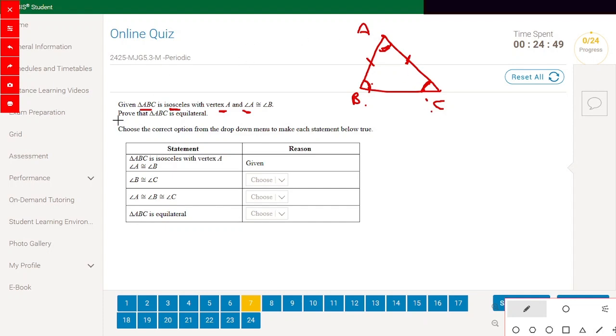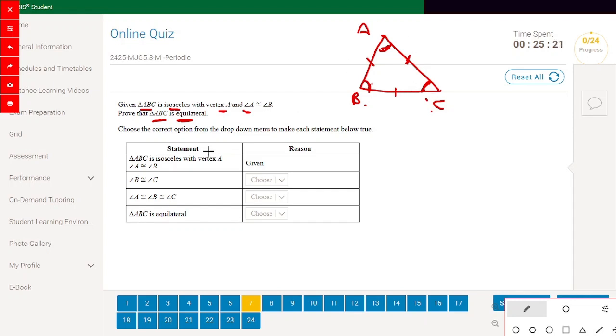Okay. Now let's see. Prove that ABC is equilateral. Equilateral means all the angles are equal, so in this case all the sides are equal. Now B and C, because this is isosceles, are equal, and A equals B and B equals C, so A equals C. All the angles are equal, so all the sides will be equal, so this will be an equilateral triangle.